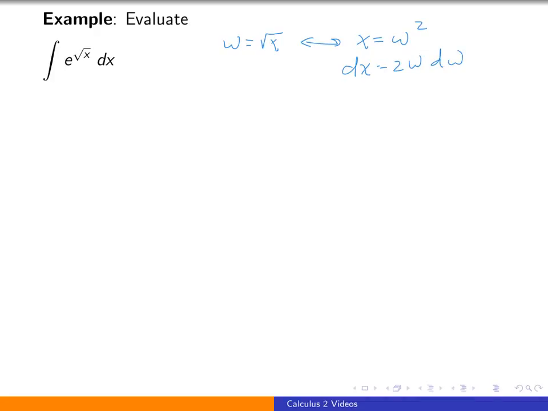So putting this integral solely in terms of w, we'll have the integral of e to the w times 2w dw. 2 is a constant that pulls out front, and what we're left with is w e to the w dw. And this is a common type of integral. Whenever we see a polynomial times an exponential, we should recall that that is well suited for integration by parts.